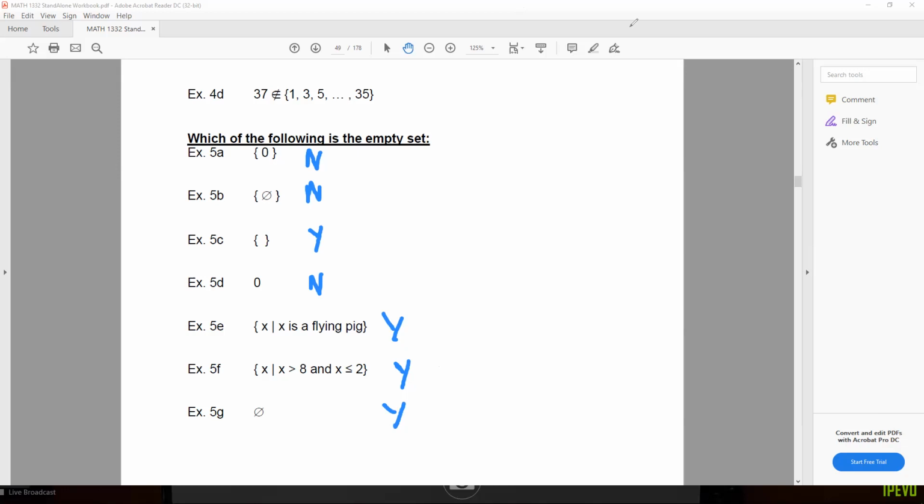So it can't be above 8 and below 2. That word "and" means it has to happen at the same time. If they had said "or," you would have said, yeah, sure, that's not empty because that can happen, right? So "and" implies both have to be true. With "or," as long as one of them is true, then you're good, right? Logically it would be true.